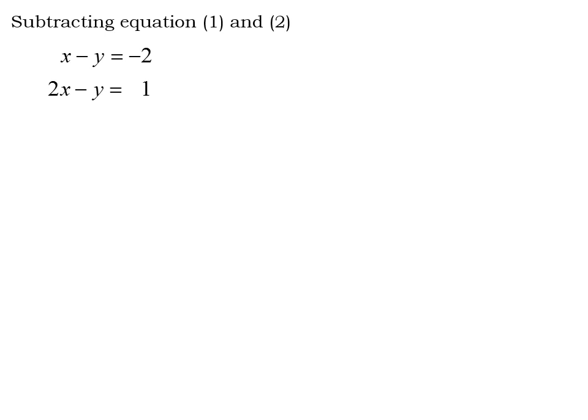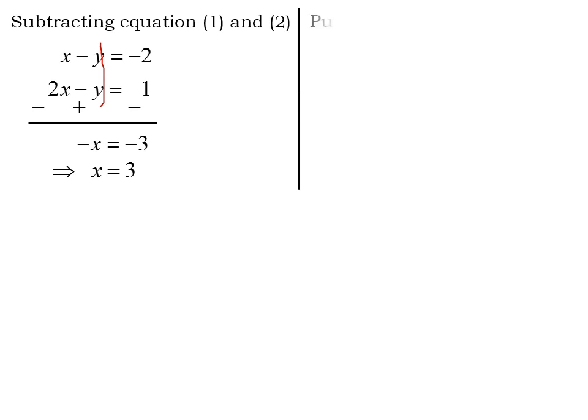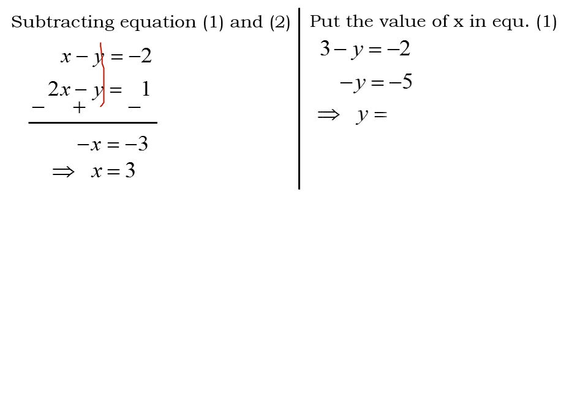Now changing the signs of all terms of the second equation, so first will become minus, second will become plus, and third will become minus. So what will happen here? y will be cancelled out. x minus 2x will become minus x, and minus 2 minus 1 will become minus 3. So minus x equals minus 3, therefore x equals 3. Now for the solution, put the value of x in equation number 1. So I will get 3 minus y equals minus 2. So minus y equals minus 5, so y equals 5.